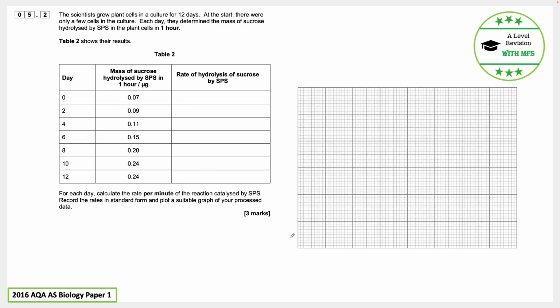Okay, now the next question is work out the rate and draw a graph. I won't draw the graph on here, but I will work out the rate. So it says the scientists grew plant cells in a culture for 12 days. At the start, there were only a few cells in the culture. Each day, they determined the mass of sucrose hydrolyzed by SPS in the plant cells in 1 hour. So we've got the days, and then we've got the mass of sucrose hydrolyzed by SPS in 1 hour.